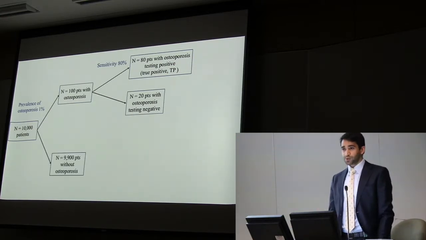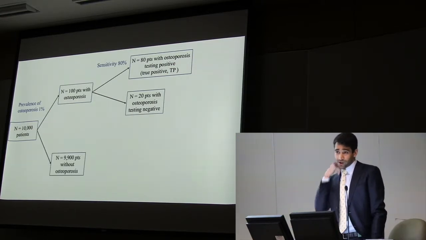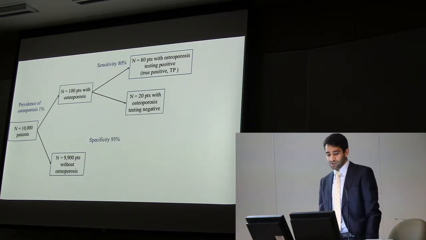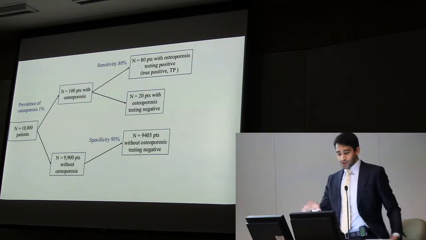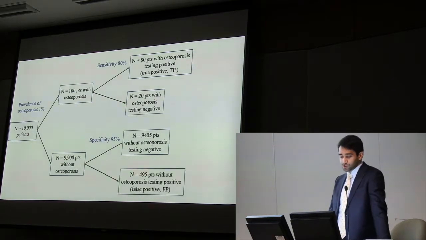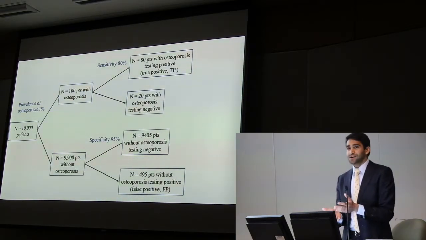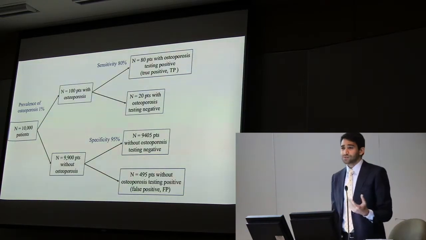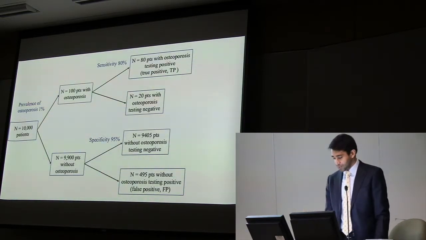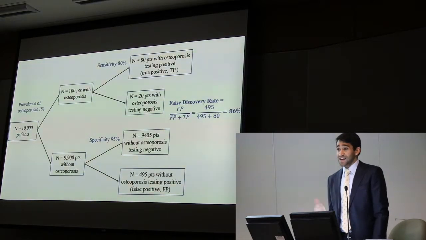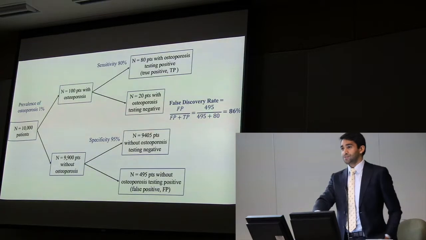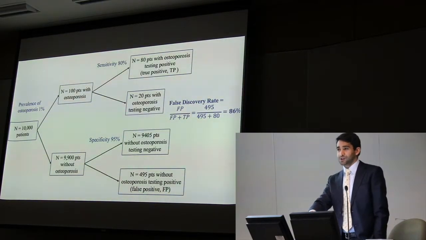If the prevalence is 1%, that means 9,900 patients don't have osteoporosis. But the test is, again, good. It has a specificity of 95%, which means that there's 9,400 true negatives, and I have 495 false positives. So I'm looking at a diagnostic test that has a great sensitivity, it has a great specificity, but it's relatively rare. Osteoporosis is a rare disease. So my false discovery rate is 86%, right? I divide my false positives, 495, by the total number of positive results I got.